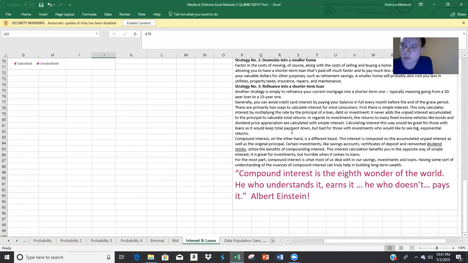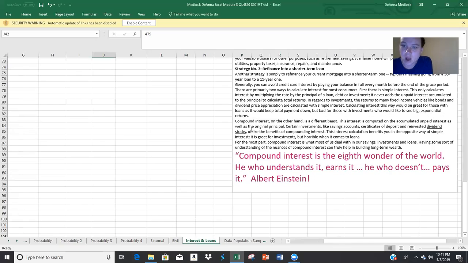Calculating interest this way would be great for those with loans, as it would keep the total payment down, but bad for those with investments who would like to see big exponential returns. Compound interest, on the other hand, is different. This interest is computed on the accumulated unpaid interest as well as the original principal.